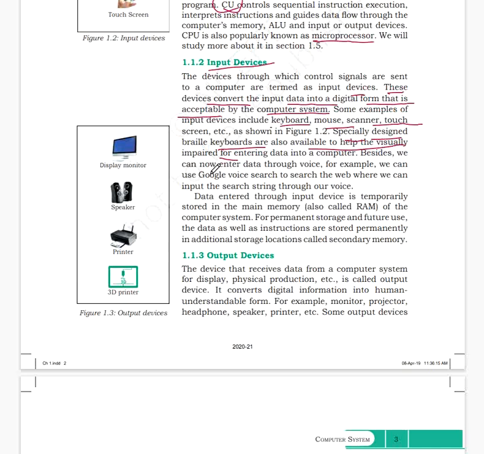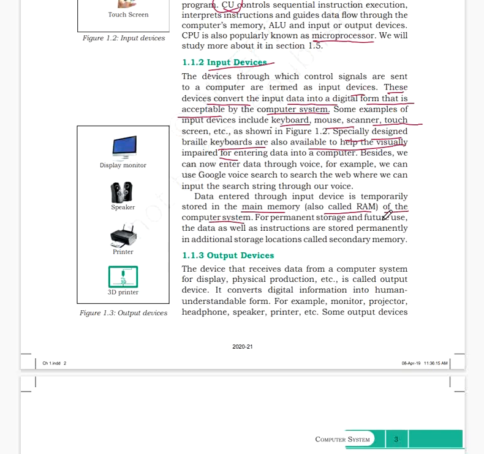Besides, we can now enter data through voice. For example, we can use Google Voice Search to search the web, where we can input the search string through our voice. Data entered through an input device is temporarily stored in the main memory. Main memory means the RAM of the computer system.